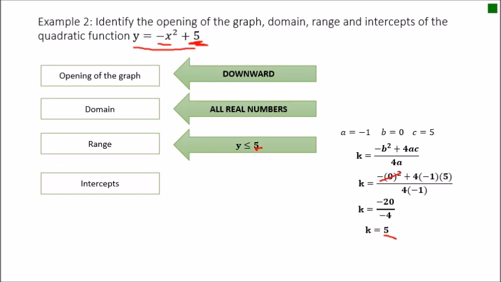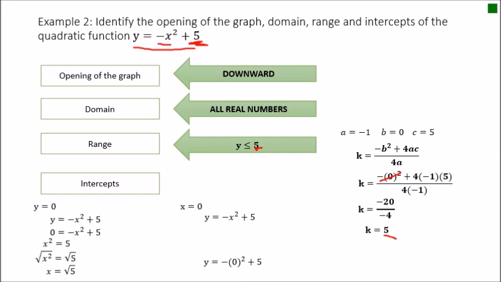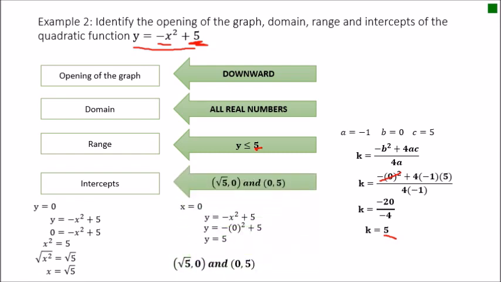Then, for the intercepts, you just set y and x as 0. First, if y is 0, just substitute in our function. Then, compute. x is the square root of 5. If y is 0, x is the square root of 5. Next, if x is 0, substitute again, then compute. y is 5. If x is 0, y is 5. Therefore, our intercepts are square root of 5, 0, and 0, 5. So, that's our answer.